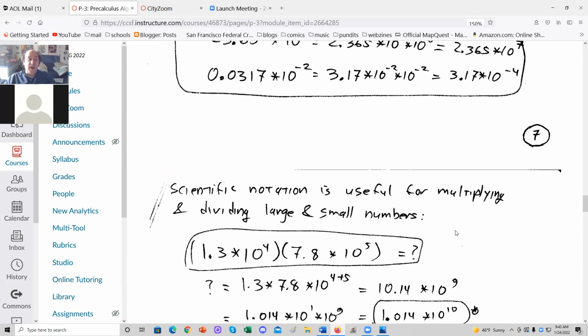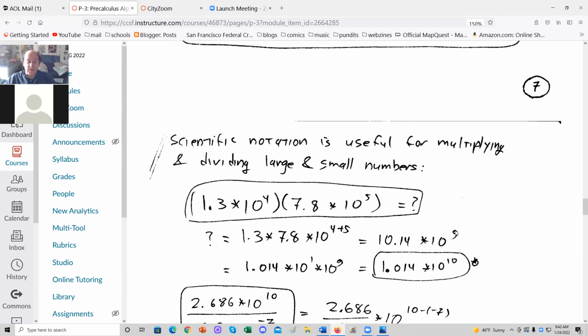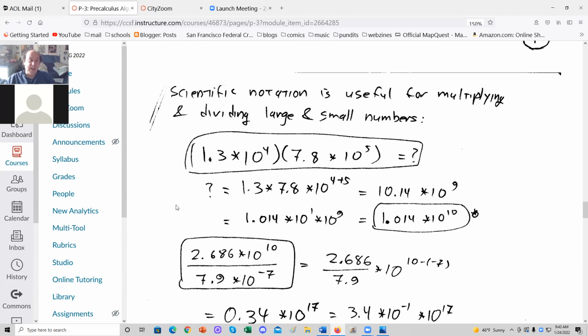Scientific notation is good for noting large numbers and small numbers, but also for multiplying and dividing them, because powers of 10 are easy to multiply. Just add or subtract. So 1.3 times 10 to the 4th times 7.8 times 10 to the 5th. First, we multiply these two together, 1.3 times 7.8. Then 10 to the 4th times 10 to the 5th, you add the exponents, 4 plus 5. Now this comes out to 10.14 times 10 to the 9th. But whoops, this is not between 1 and 10, so we have to rewrite it. 10.14 is 1.014 times 10 to the 1st. And that times 10 to the 9th means you add the exponents.